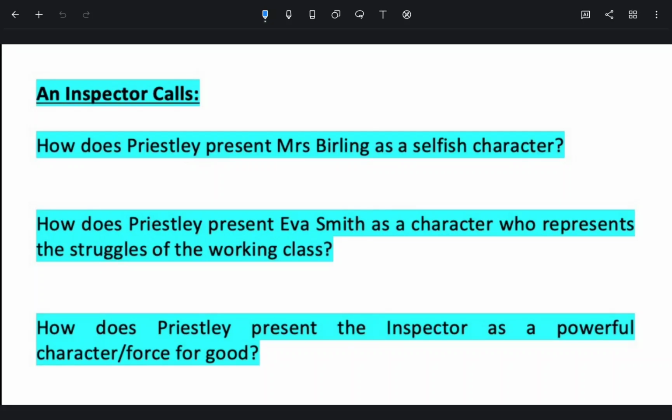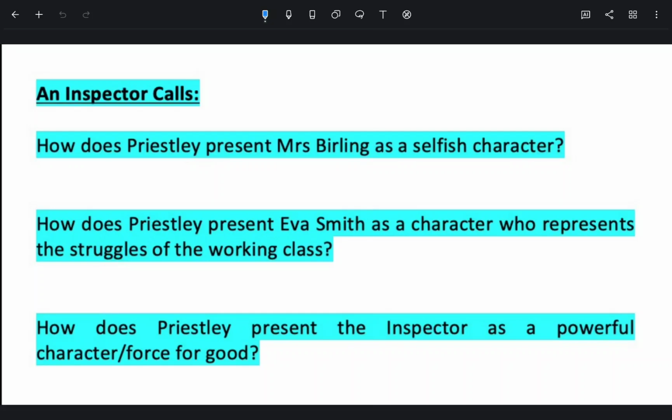Now, as you can see, these were some of my previous predictions given for An Inspector Calls. So just keep this in mind as well. Question number 1, how does Priestley present Mrs Birling as a selfish character? Again, I'm sure many of you have done a question like this before. Number 2, how does Priestley present Eva Smith as a character who represents the struggles of the working class? And number 3, how does Priestley present the Inspector as a powerful character / force for good?